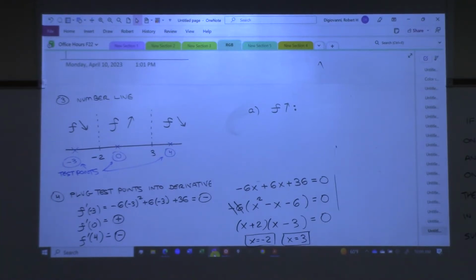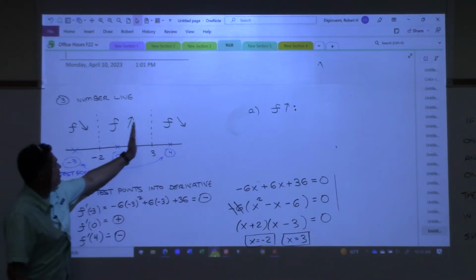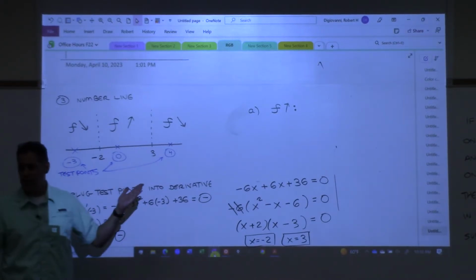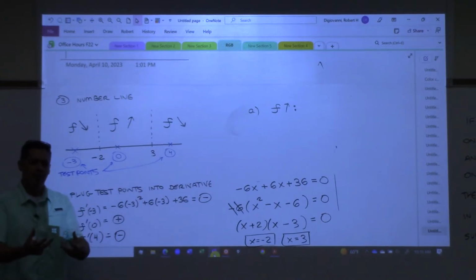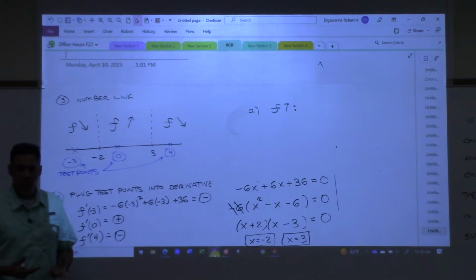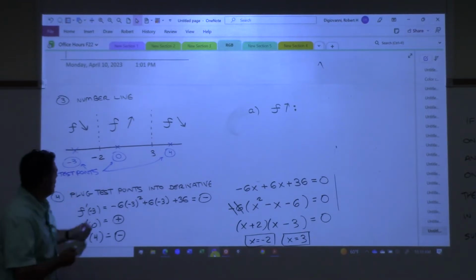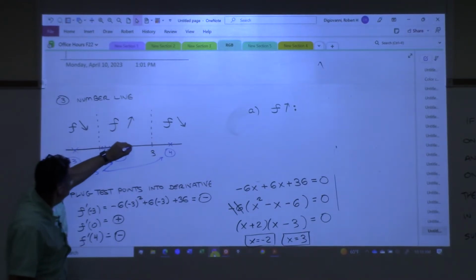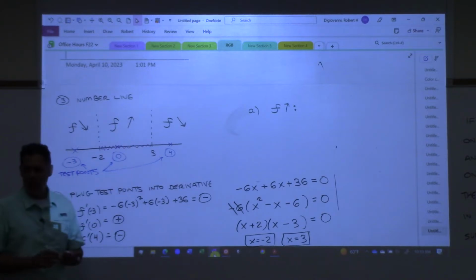Okay, so I want to know where the function's going up, right? Where is it going up? Do y'all see that it's going up right in this little region? That's the only place it goes up, right? So how do I tell you that? I'm going to give you the answer in what's called interval notation. I'm going to give you these x values. Everything between here and here is where it goes up, right? So I'm going to write it like this.